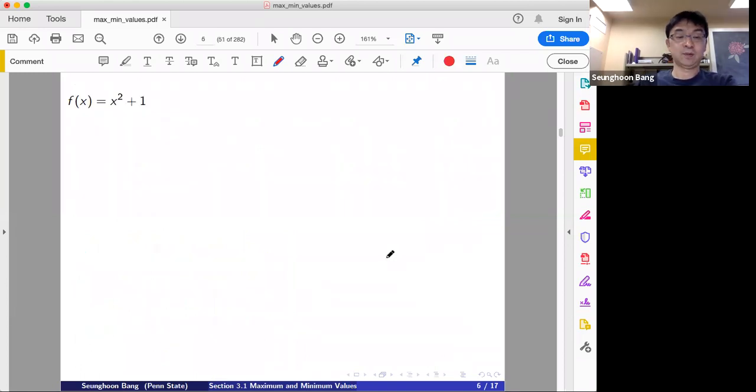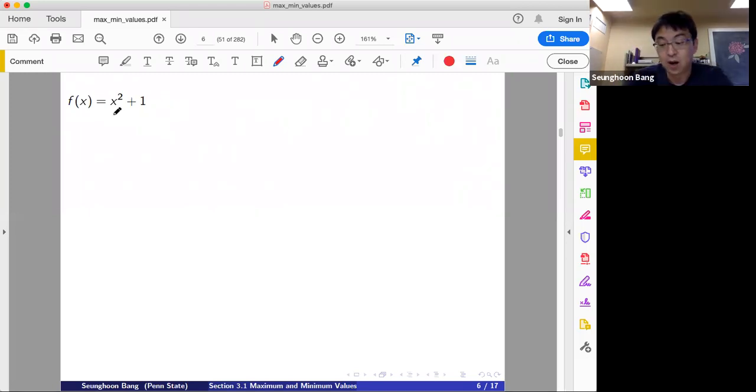The next is x squared plus 1. You can think about this one. Do we have a local minimum? What do you think? You can just sketch the graph. Do we have a lowest point? Do we have an absolute minimum in this problem? F of x equals x squared plus 1, absolute minimum? What do you think?